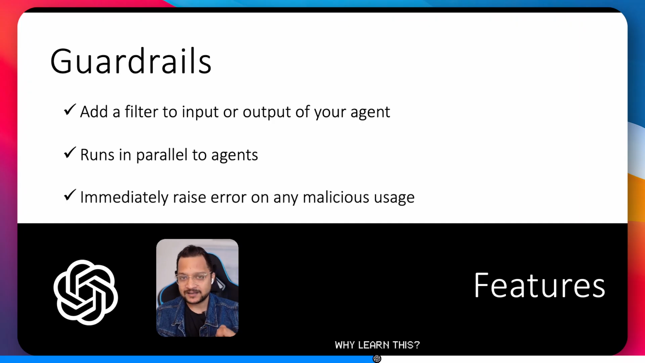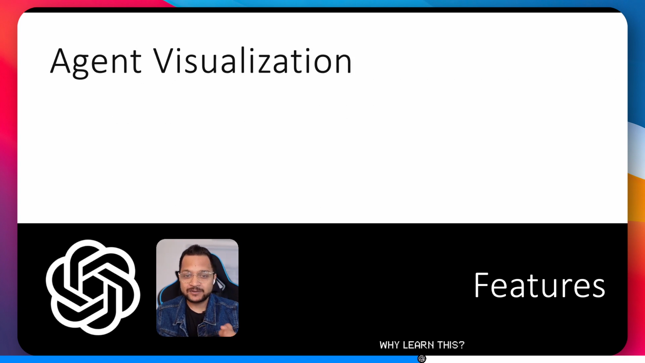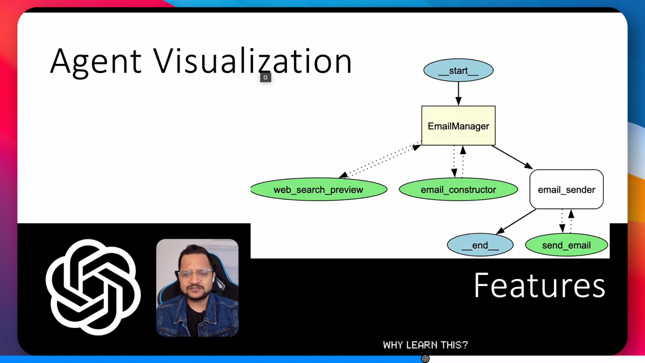And the best part is that it can immediately raise an error at any point in your agent workflow if it finds any malicious usage, let's say some bad words or private information. You set the guardrail to detect all these, and it's just going to trigger, raise an error, and stop the agent workflow.